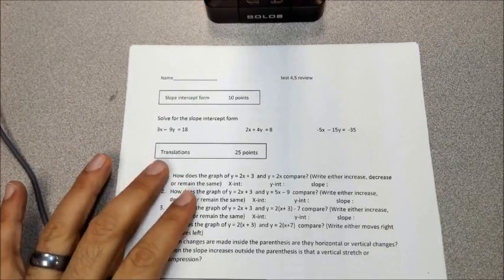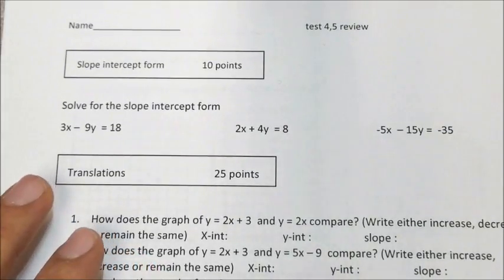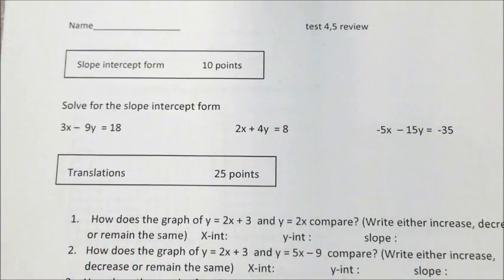This Friday is going to be the test for 4 and 5, review linear 4 and 5. And the first part of the test is going to have slope-intercept form. It's going to be 10 points. So we're going to go ahead and get started by doing these three right here.